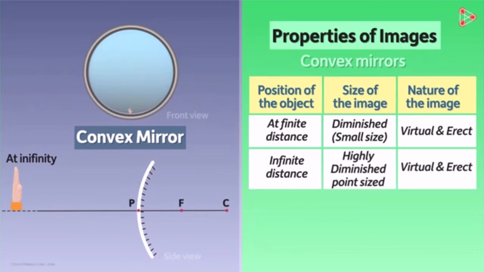Notice that even though the object is kept at infinity, the image is not at infinity. It is at a finite distance behind the mirror, even though the object is infinitely far away. In fact, this is the maximum distance at which an image can be formed. An image in a convex mirror cannot be formed behind this point.